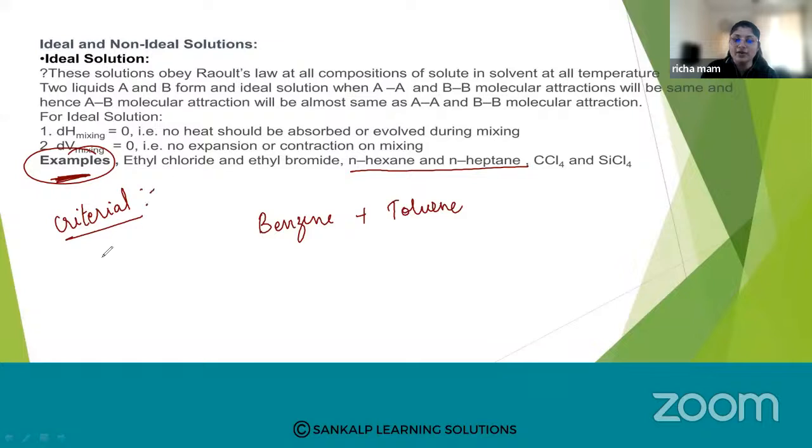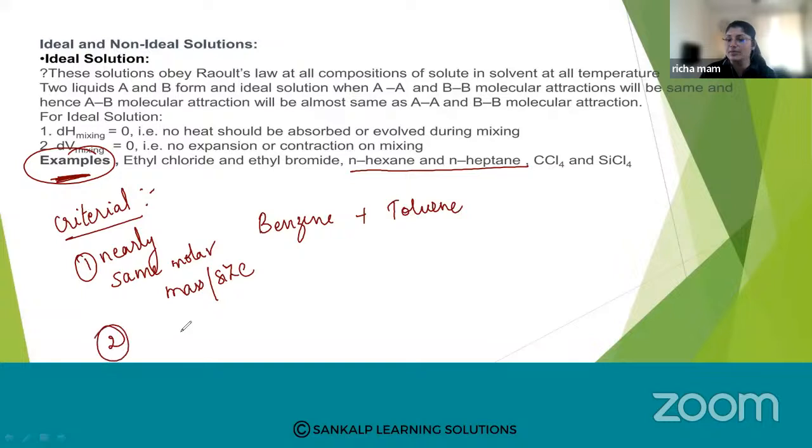The first criterion is that the molecules should have nearly the same molar mass. Between benzene and toluene, the molar mass, or the size, should be approximately the same. Then the second criterion is that they should have the same polar nature: either both molecules should be polar or both should be non-polar. So these are the necessary conditions.